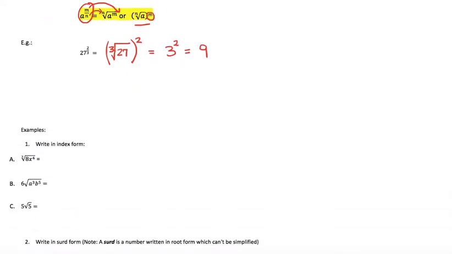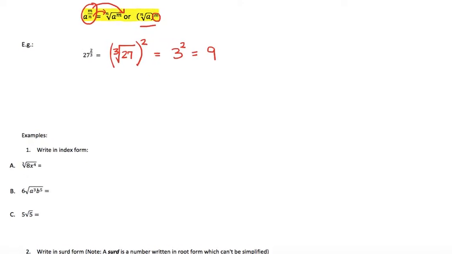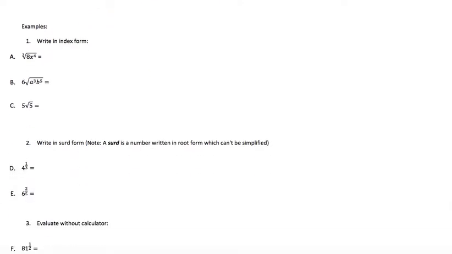Let's have a look at some examples now. It is important that we read the title so we know what we need to do and how we need to present the answer. So write in index form. So at the moment we've got the root showing there, and we've got the cube root of 8x to the power of 4. The cube root of 8, we can work it out. We know it is 2. And the cube root of x to the power of 4 is going to be presented as x to the power of 4/3.